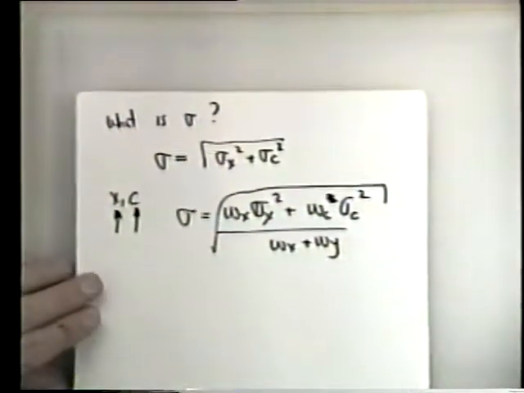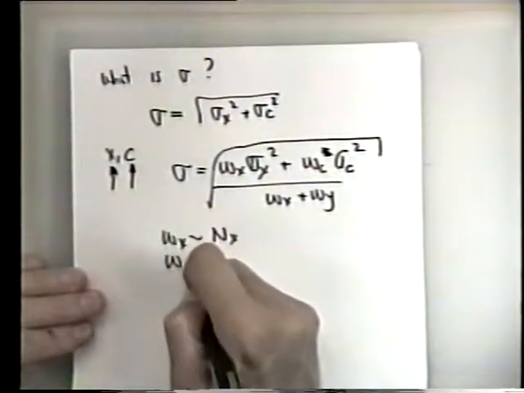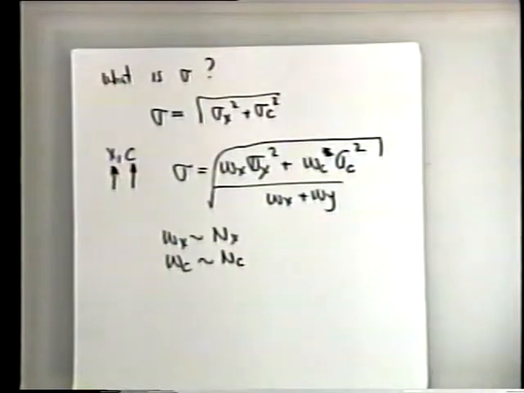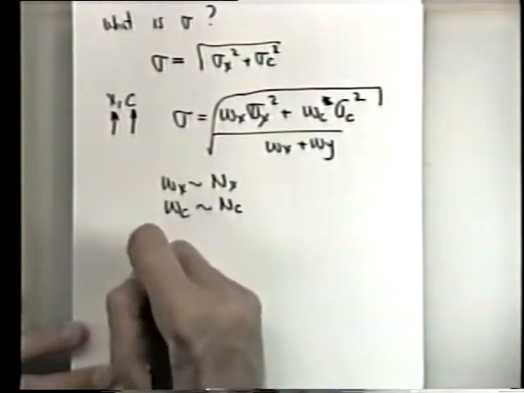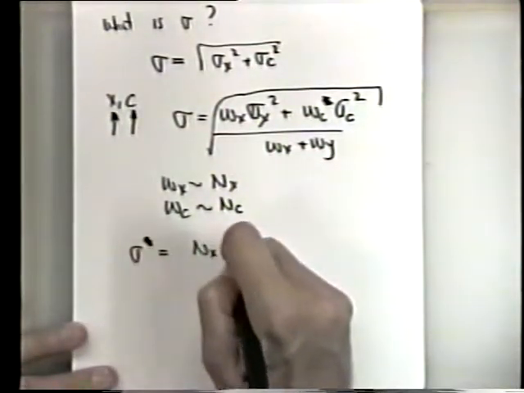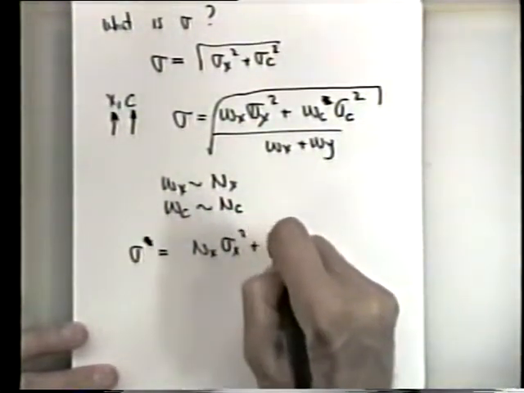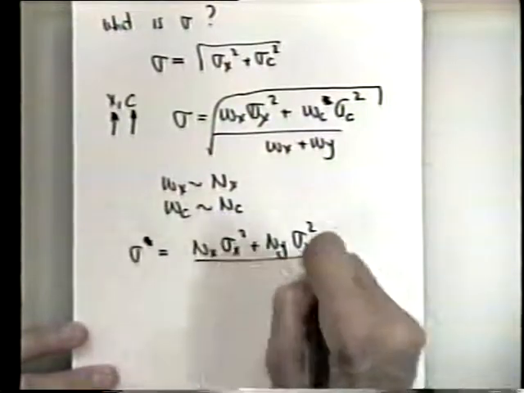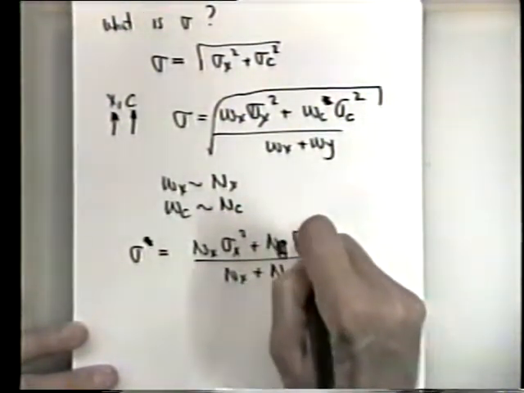And what is this weighting function going to be? The weighting function should be something like the number of values. So if we have more values in the control group, then we're determining sigma better from the control group than from the experimental group. So one way to write this is to say sigma is going to be something like the square root of nx times sigma x squared plus ny sigma y squared, divided by nx plus nc.